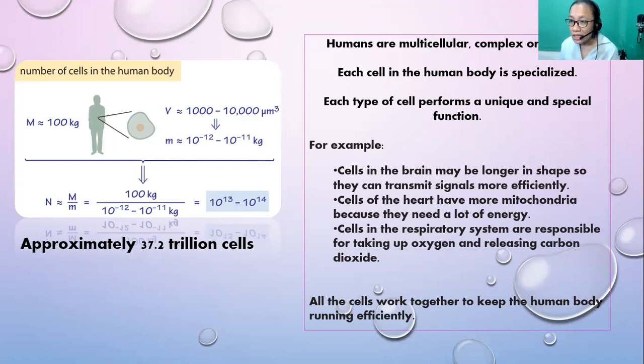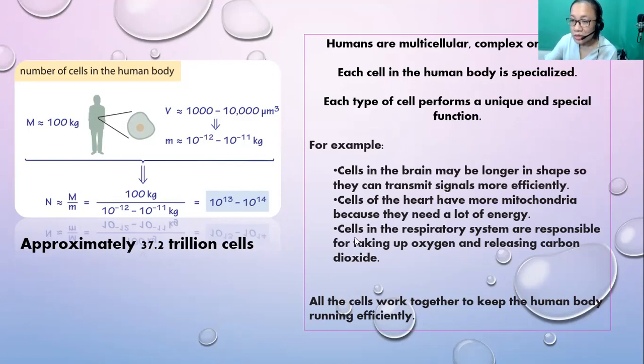So in a human body, each cell is specialized because each cell or each type of cell performs a unique and special function. So for example, the cells in the brain may be longer in shape, nakita nyo kanina, because they transmit signals, and the longer their shape, they can transmit signals more efficiently. Cells of the heart, they have more mitochondria because they need a lot of energy, because they're the ones involved in pumping nutrients. Okay.